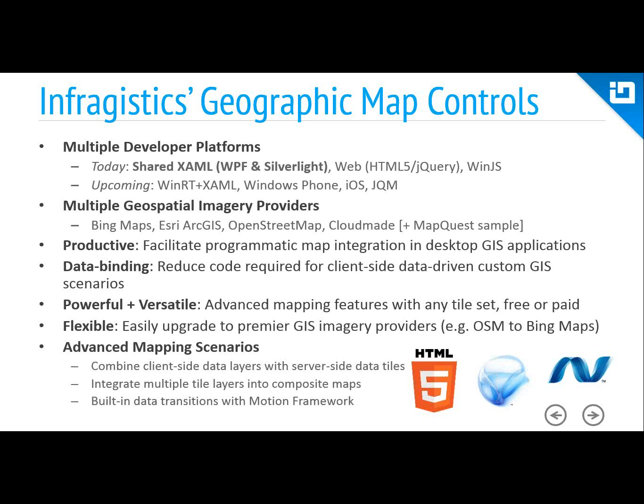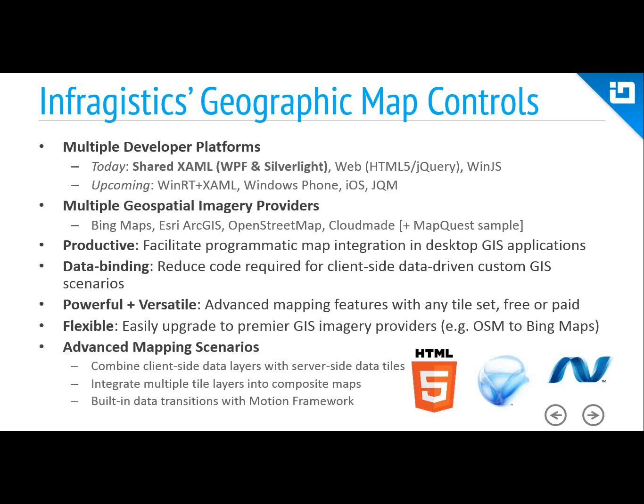Just to give you a quick overview of our geographic map controls, we actually have that control available on other platforms. It's also available on our web product, HTML5 and jQuery, which is Ignite UI. It's also available in the WinJS side of NetAdvantage for Windows UI. And we're also working to bring that map control to more platforms, like the XAML side of WinRT, Windows Phone, even our iOS controls like Nucleus. I have a webinar today at 1 p.m., in about an hour and a half, on Nucleus if you're interested. And then also our jQuery mobile controls in Ignite UI.